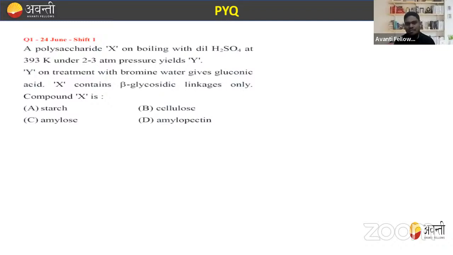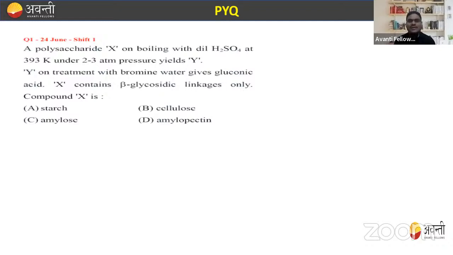So in the first line you observe that it is a polysaccharide, right? And the polysaccharide on boiling with dilute H2SO4 at 393 Kelvin and 2 to 3 atm pressure gives Y. And Y on treatment with bromine water gives gluconic acid. So we know that when we treat Y with bromine water, the bromine water test is given by glucose. Glucose, when treated with Br2, will give gluconic acid, right?